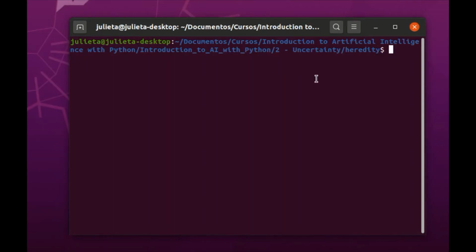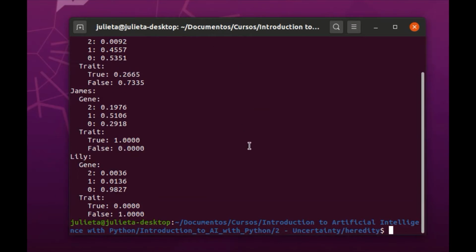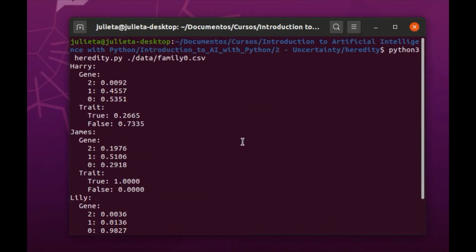The first thing I'm going to show you is the code running with the family 0 dataset. To give you some context, what we want to know is the probability that a person has a gene which is associated with hearing loss. This gene is transmitted to a child from their parents.